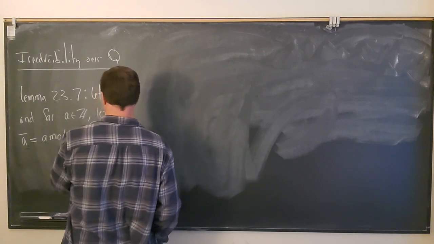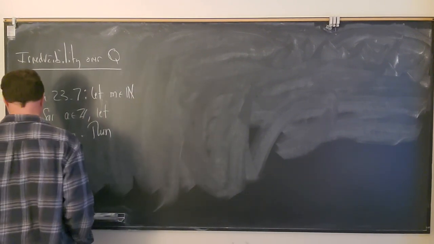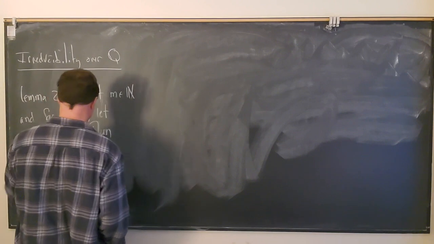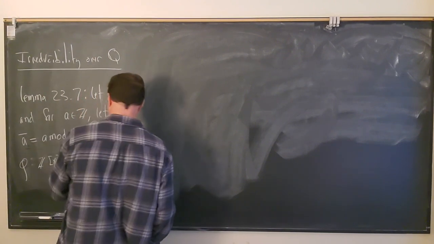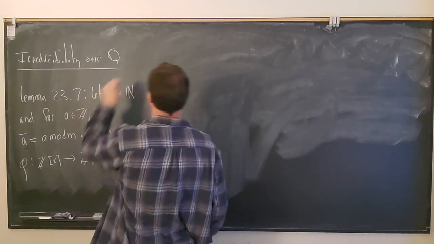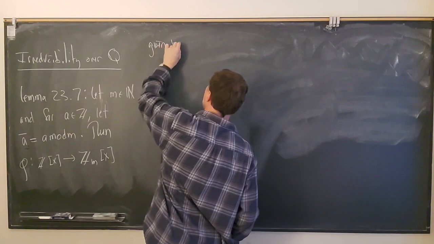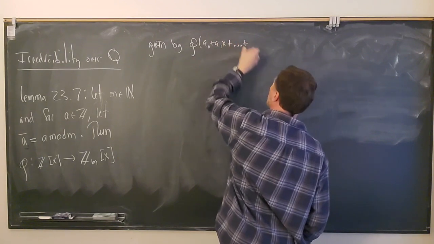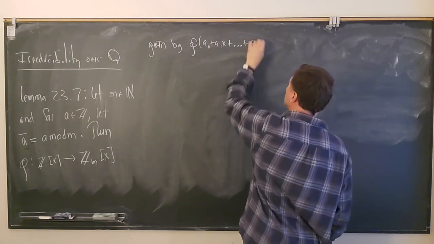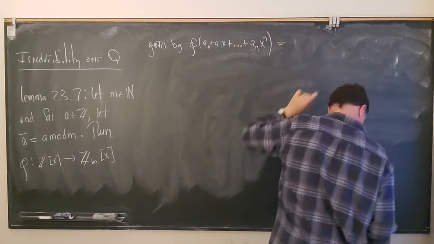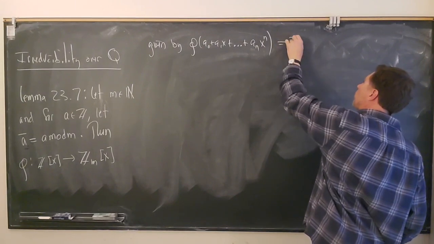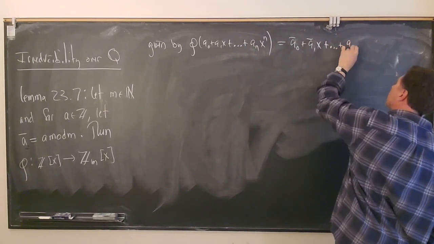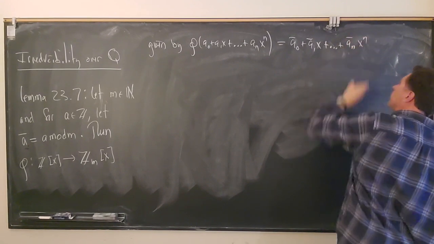And so here's the statement. Then the function phi from Z[x] to Zm[x], given by phi of a0 plus a1x plus dot dot dot plus a_n x^n equal to a0 bar plus a1 bar x plus dot dot dot plus a_n bar x^n, is a homomorphism.